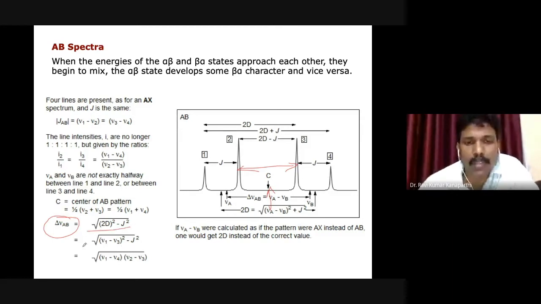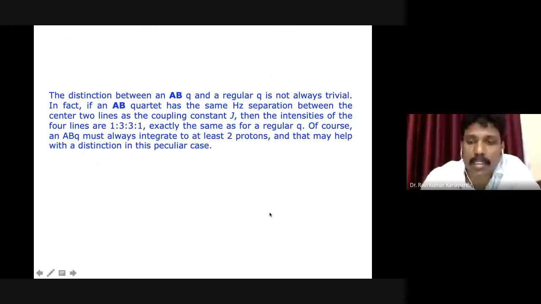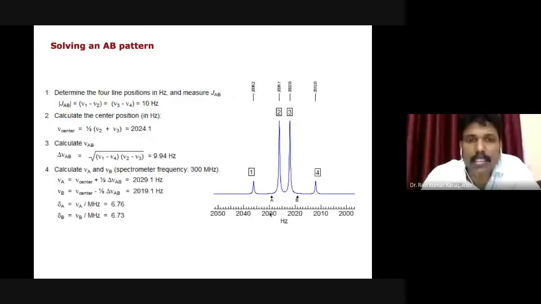Therefore, there is a formula suggested by these people, and this is the formula. The square root of (ν1 minus ν4) multiplied by (ν2 minus ν3) gives you the center value, and this center value has to be reported when you are representing the NMR data in the research paper. So that's the exercise. Just go through it, you can easily understand that concept. Solving the ABX pattern and all those things come under these two slides.